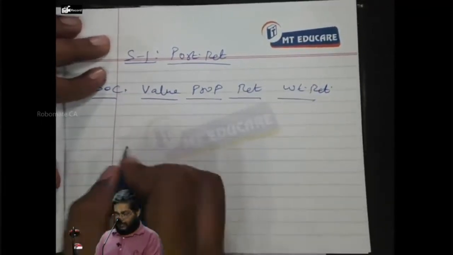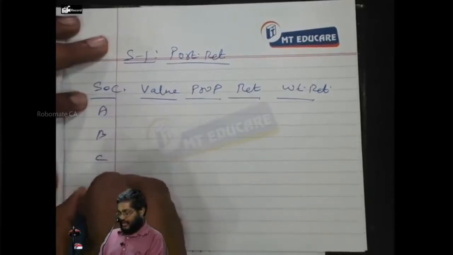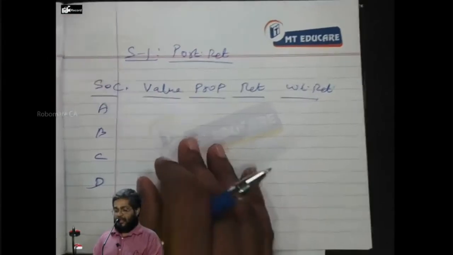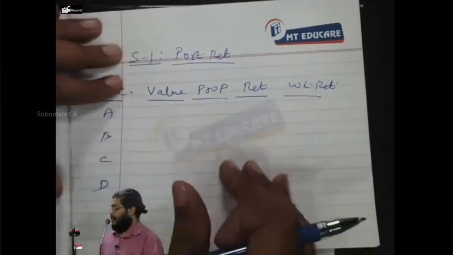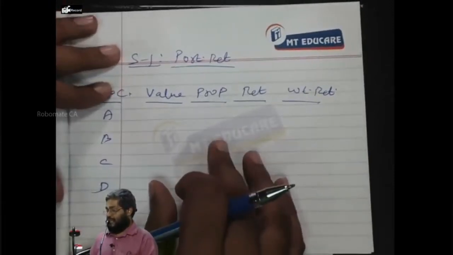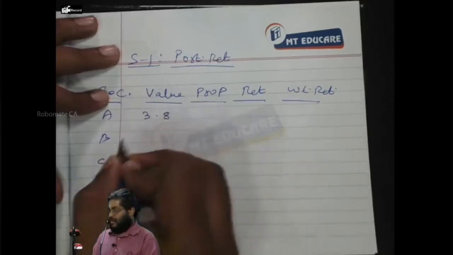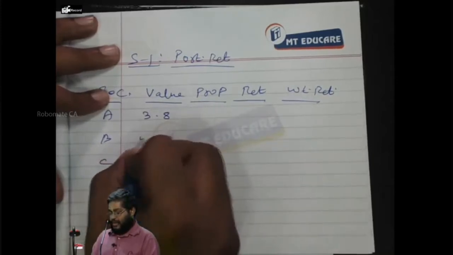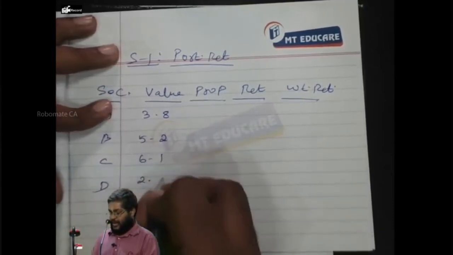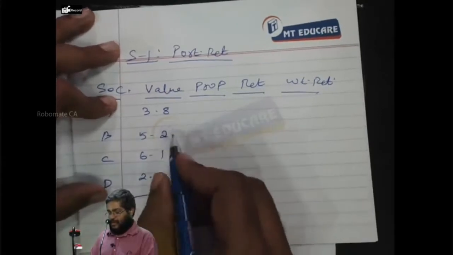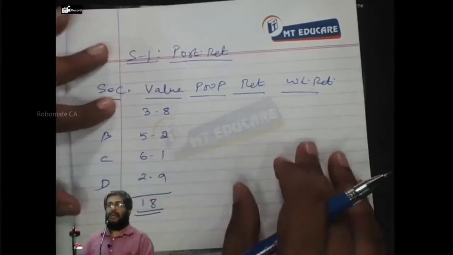Tell me what are the 4 securities inside the portfolio? A, B, C, and then D. Shall I proceed? Now, what is the value of A, B, C, D? What is the amount invested here? 3.8 million. Next is 5.2 million. 6.1 million. 2.9 million. Can you tell me the total investment? The investment total is 18 million.